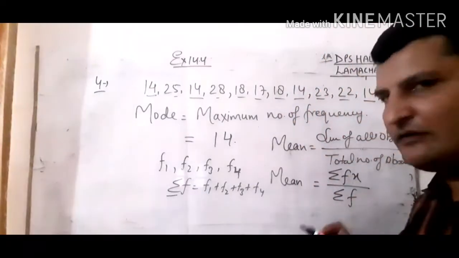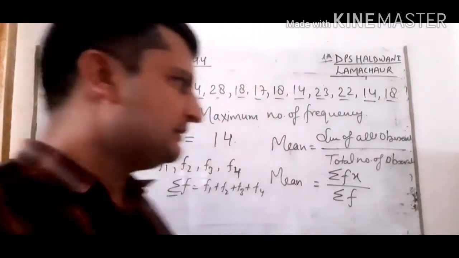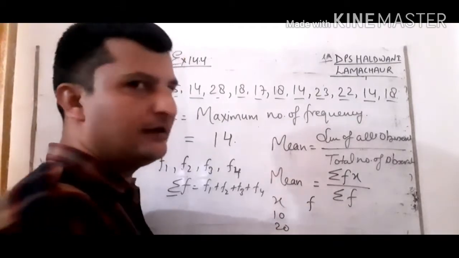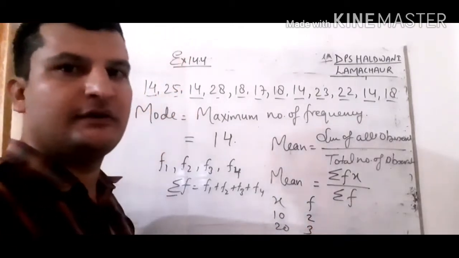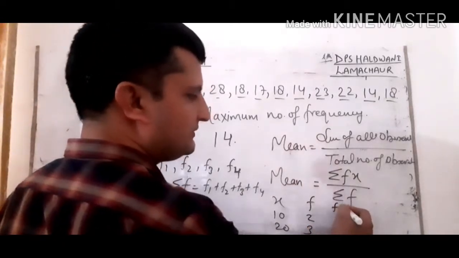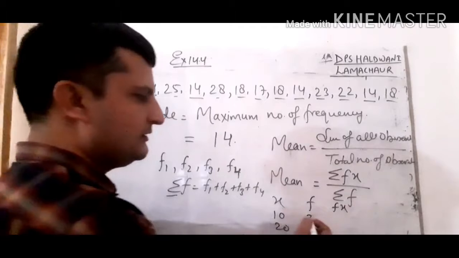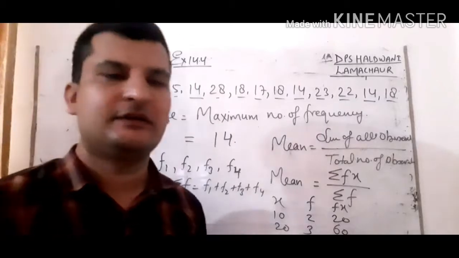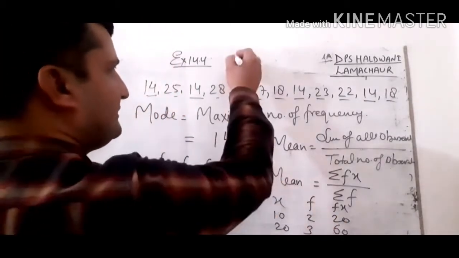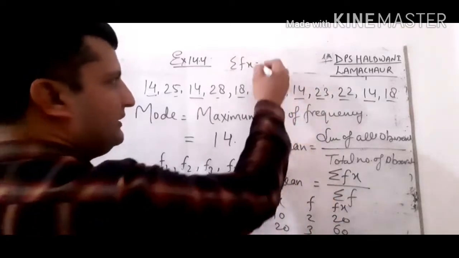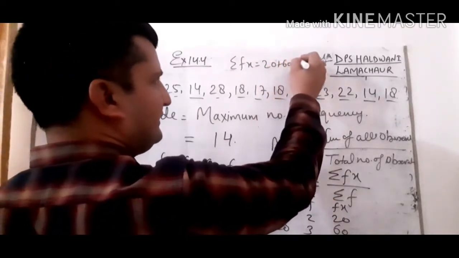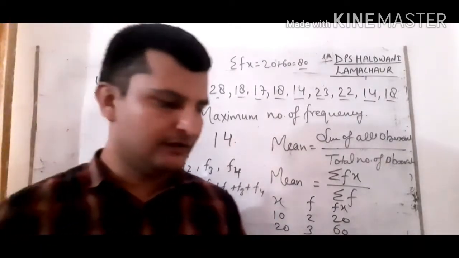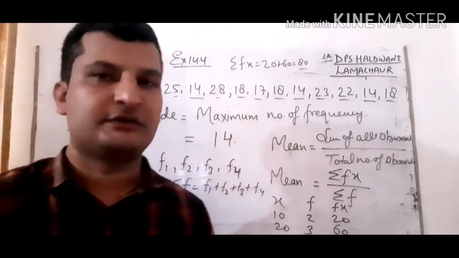Similarly, here I have written sigma of fx. What is the meaning of fx, students? Suppose a table is given in the form of x and f. Suppose 10 is there, 20 is there, and the values of f are 2 and 3. So how can we calculate it? Sigma fx means first we have to multiply f into x. 10 into 2 is 20, 20 into 3 is 60. Sigma fx means the sum of all fx, so 20 plus 60, that is 80. So this is called sigma fx. Now we can understand this term by question number 5. So we can start question number 5, students.